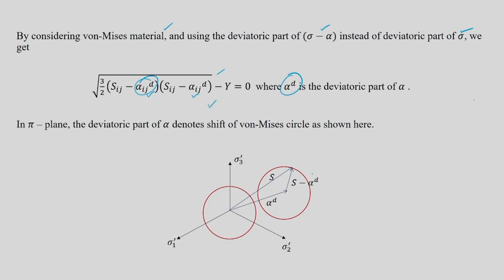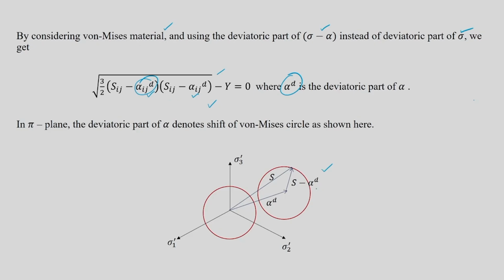And what is it? It is what is given in this particular figure. In the pi plane, or deviatoric plane, we know what the von Mises measure is going to be. It's going to be a circle, which we discussed long back. In 3D, actually, it's a surface, a cylinder. So when you look on the deviatoric plane, it will look like a circle. Now with respect to that, what is S minus alpha d going to tell?